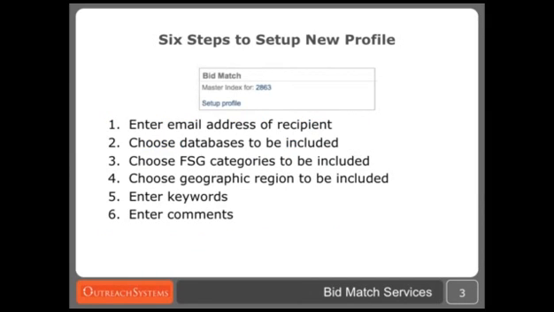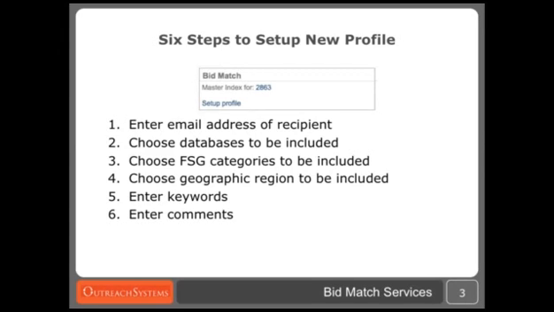So let's talk about how to create a brand new search profile. There are really 6 steps involved. The first step is to determine what the email address is going to be of the person receiving the bitmatch results, and it could be multiple people. Next, you're going to decide what databases are to be included, what FSG categories are to be included, what geographic regions are to be included, and then we get to the keywords and you can add any additional comments that you have.